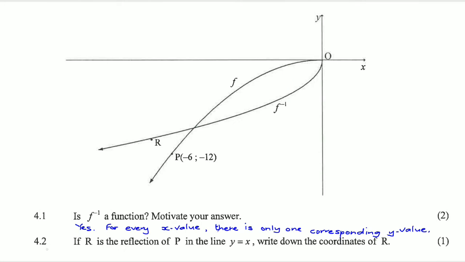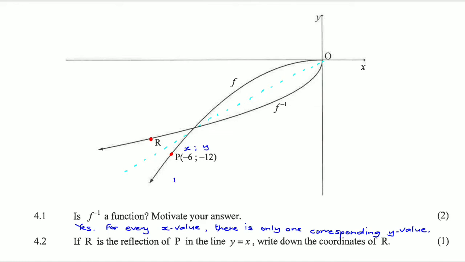Moving on to 4.2. If R is the reflection of P in the line y equals x, write down the coordinates of R. So this is point R, and this is P. This is the line y equals x, and R is a reflection of P along this line. So the coordinates of R will be the coordinates of P swapped around. So here's P, and this is its x value. This is its y value.